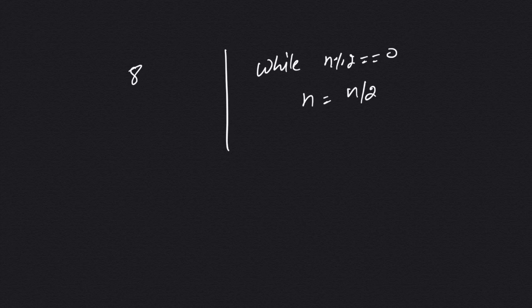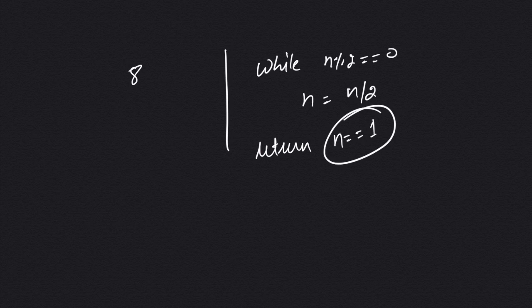We will take the modulus of 8 with 2. The modulus of 8 with 2 is 0. We will divide it by 2. So let me write while n modulus 2 is equal to 0, I will divide the n by 2 and at the end I will simply check whether n is equal to 1 or not.